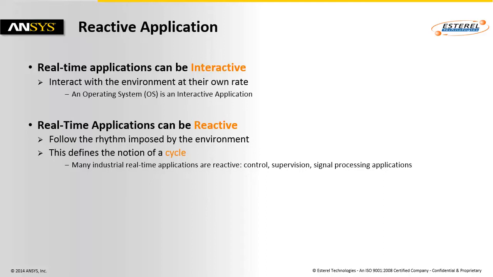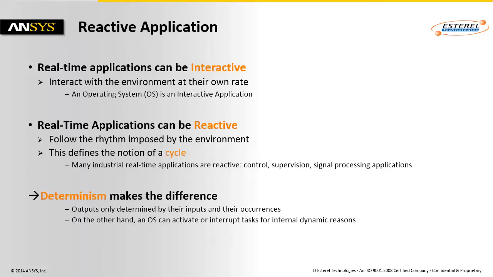Many industrial real-time applications are reactive. Control, supervision, and signal processing applications are part of this category. The determinism makes the difference. The outputs of a reactive application are only determined by its inputs and their occurrences.